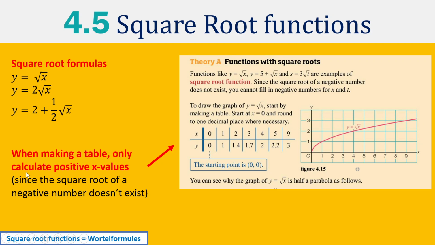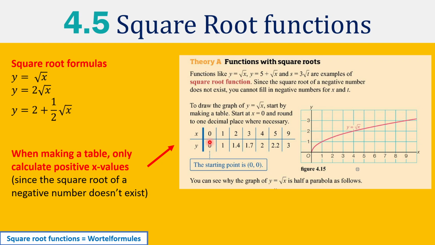First of all, a square root function is anything that has a form like this: y equals root x, y equals 2 root x, y equals 2 plus a half root x. So anything with root x in it. Or root t, that's also okay. Then the x is a t and the y is an s, and the names of the variables change. They are called square root functions. Remember, you cannot have a root of a negative number. So if I want to draw this, I only find positive results here.